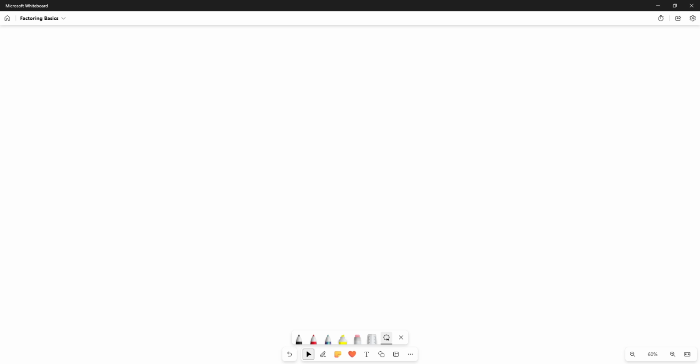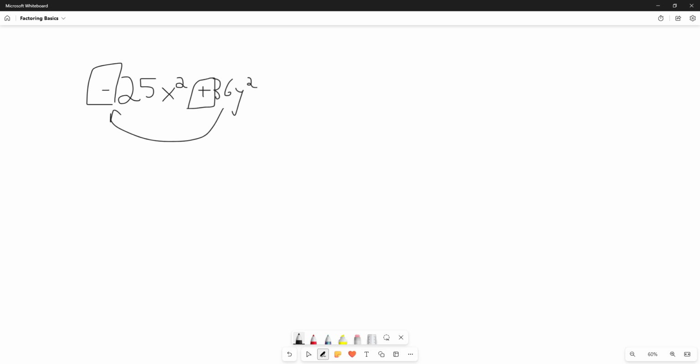Now, remember that if you have a number like so, minus 25x squared plus 36y squared. Now, the negative is not in the middle, right? We have a positive in the middle, but we still have this negative on this side. So what you can do is we can flip them. We can send this one to that side and send this one to that side, making it equal 36y squared minus 25x squared.